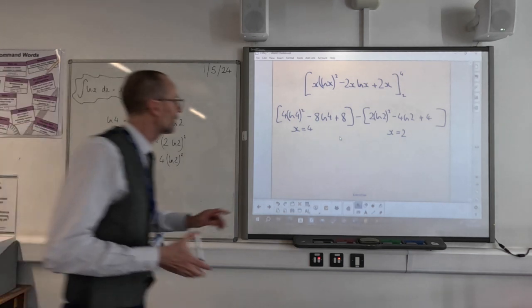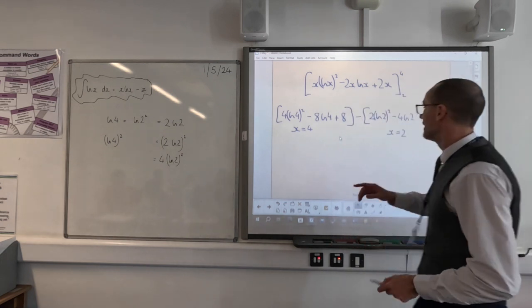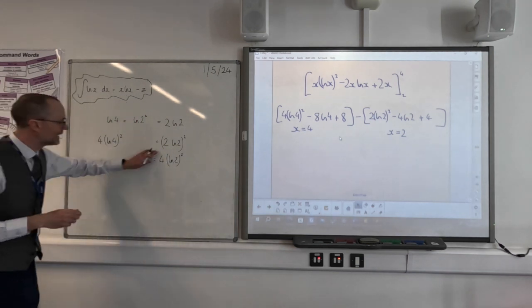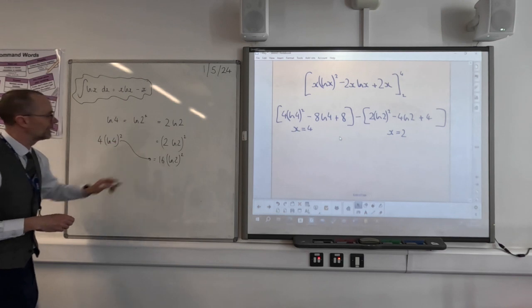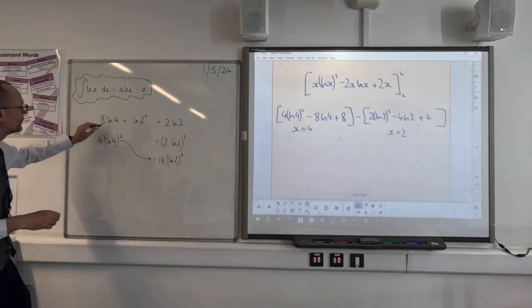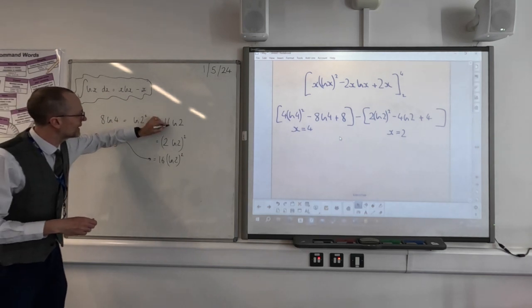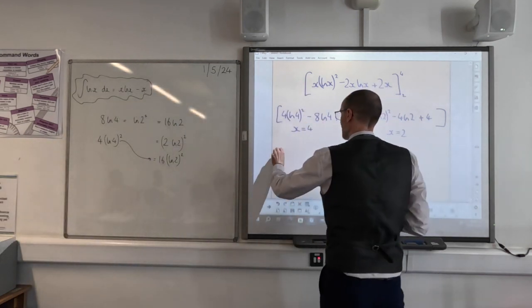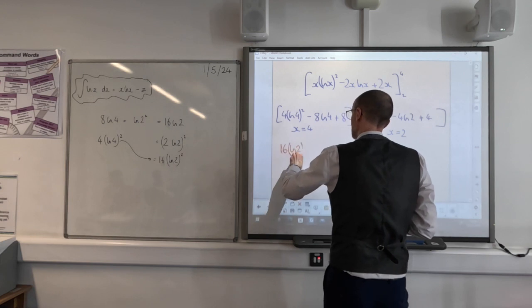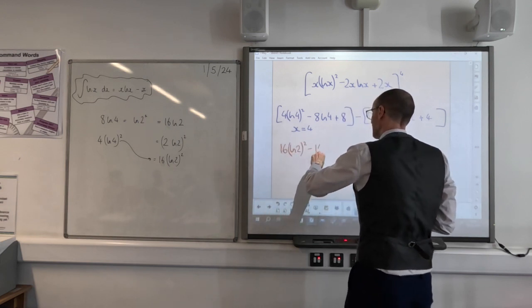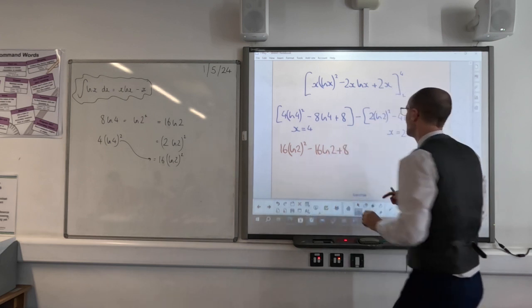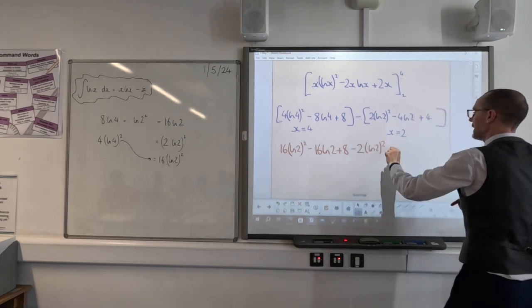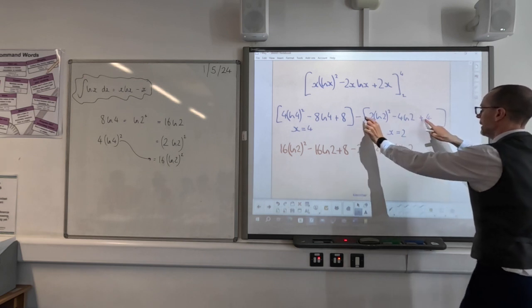So I am going to rewrite, and I've actually got 4 lots of that. So 4 lots of that will be 16 ln of 2, and I've got 8 lots of ln 4, which will be 16 ln 2. So I'm going to rewrite it all. So that's going to become 16 ln of 2 squared minus 16 ln of 2 plus 8. I've then got minus 2 ln of 2 squared plus 4 ln of 2 minus 4.